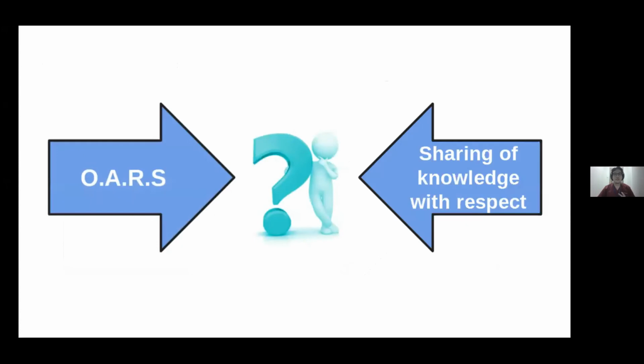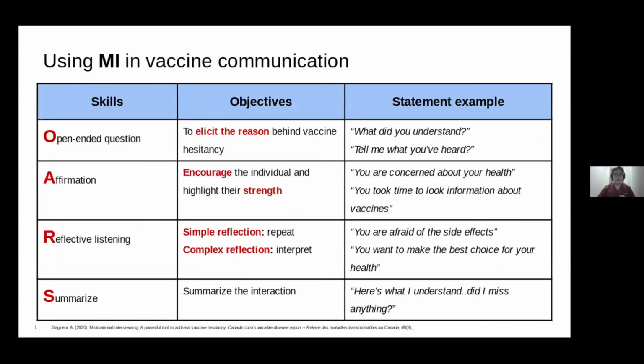What are the techniques of MI that are suggested to be used in vaccine hesitancy counseling? WHO in its training module suggests these two techniques, which are ORS and also sharing of knowledge with respect. ORS actually stands for a mnemonic of open-ended question, affirmation, reflective listening, and summarizing. The objective of asking open-ended question is to elicit the reason behind vaccine hesitancy. Tell me what you have heard, and the patient will tell you what they have heard.